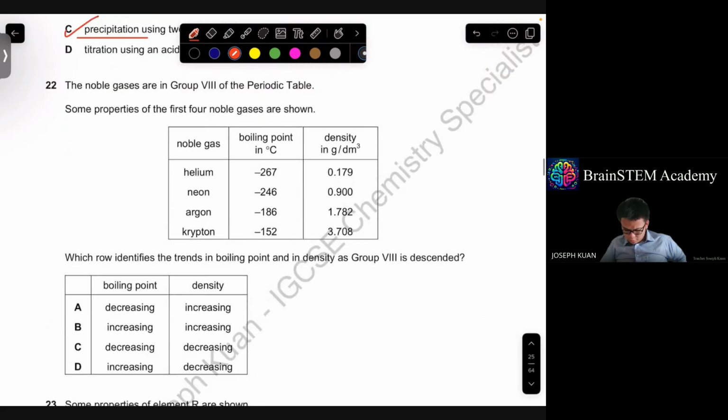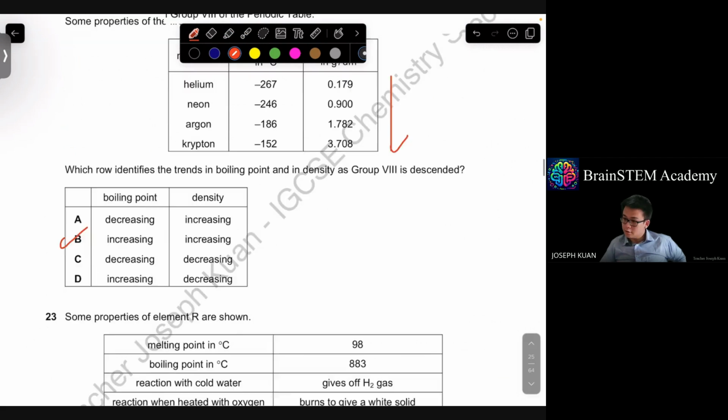Moving on. The noble gases are in group 8 of the periodic table. Some properties of the first 4 noble gases are shown. Which row identifies the trends in boiling point and in density as group 8 is descended? So we see the boiling point and the density both increase. So B is the answer.